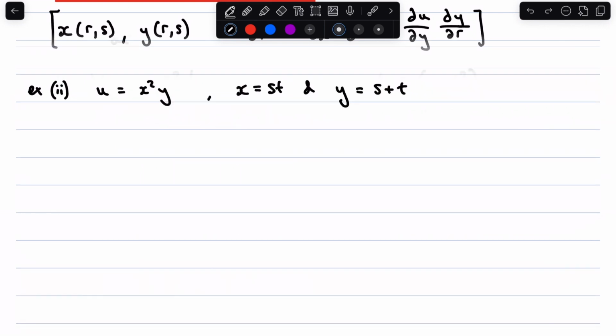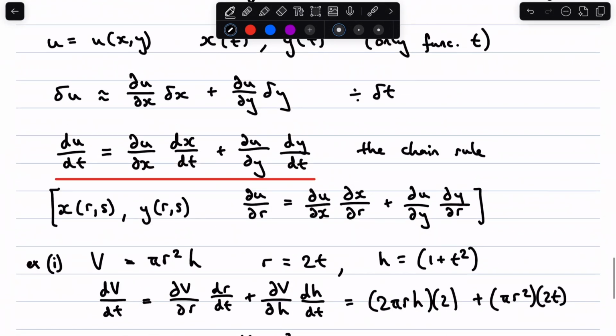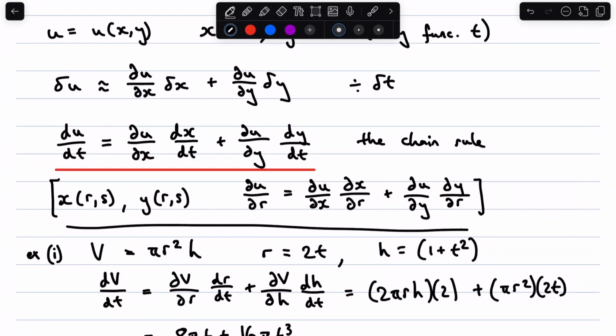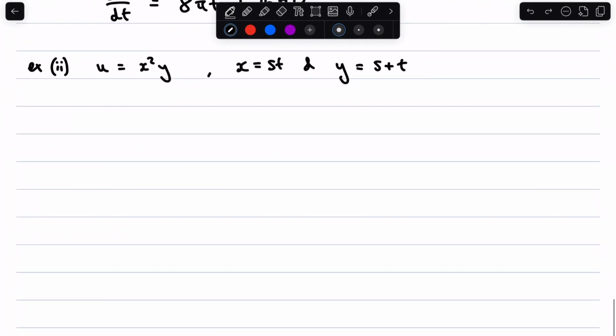So for this example, we're going to be using u = x²y, where x is a function of s and t, where it's s times t, and y is also a function of s and t, where it's s plus t. So this is going to be using this bracket here, where we're going to be doing two chain rules to work out the different partial derivatives of u in this case.